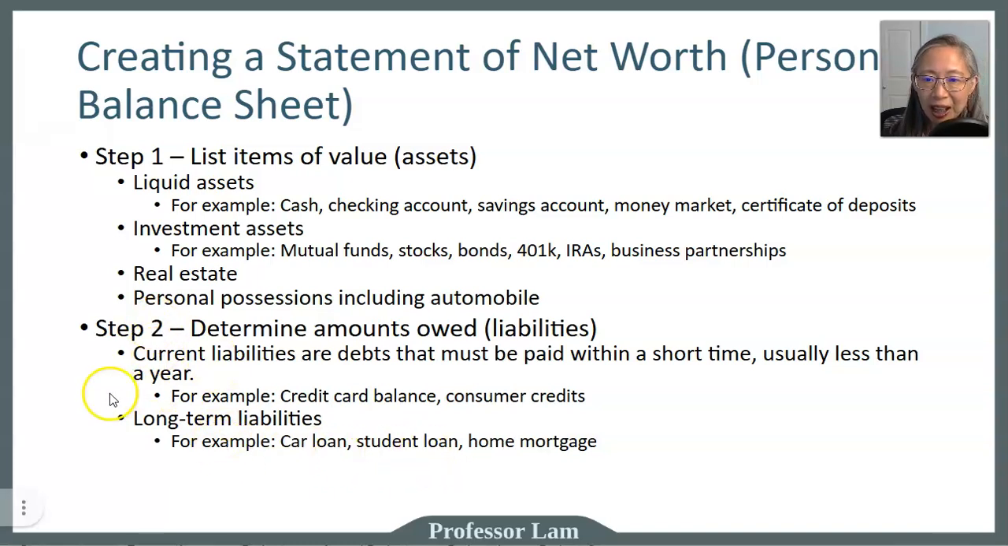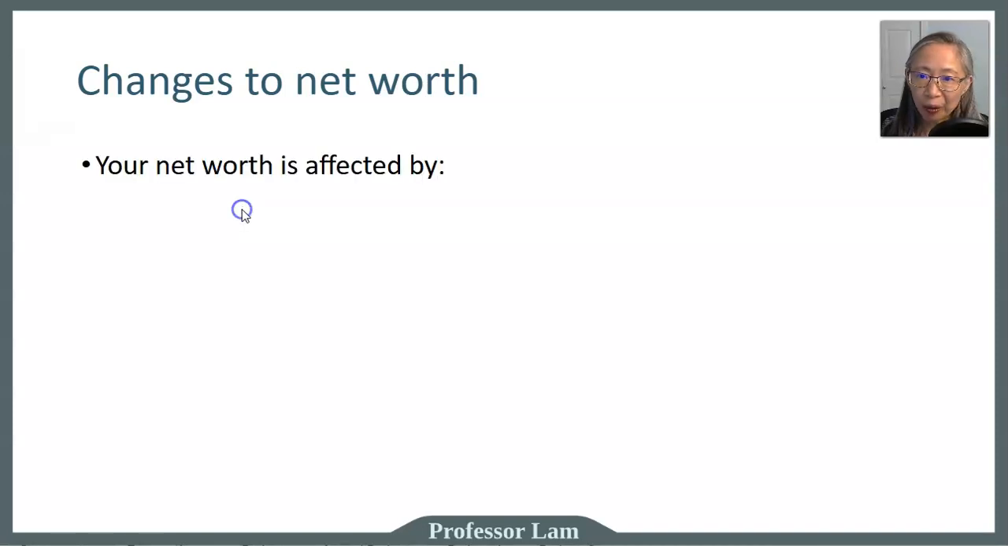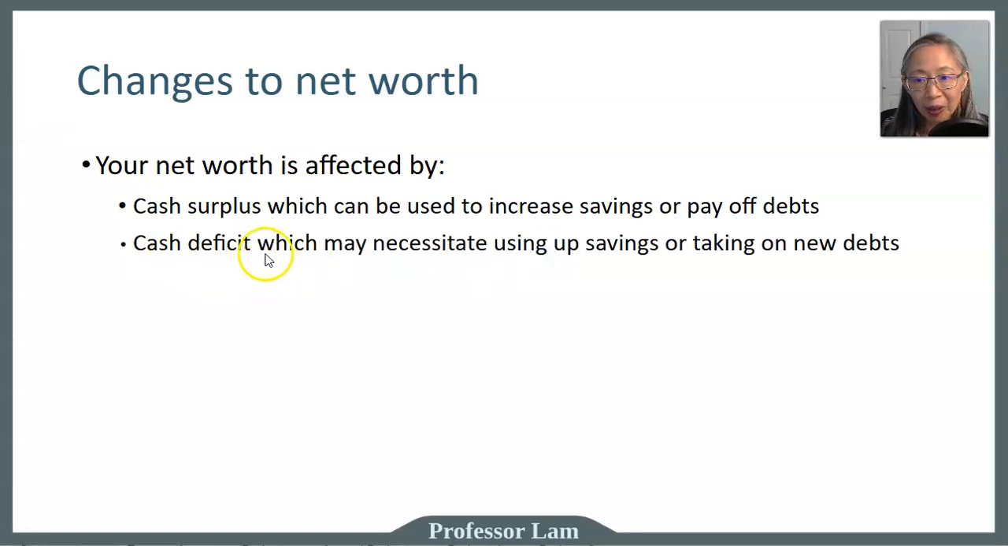That's step two. The last step, step three, is to compute your net worth or your equity. Your net worth or equity is equal to your total assets minus your total liabilities. So what affects your net worth? First, if you make more money, you'll increase your net worth. Your cash surplus can be used to either increase your savings or pay off liabilities, both of which will increase your net worth. When you don't have enough money, when you have a cash deficit, you're either using up your savings or you have to borrow money, and that will reduce your net worth.